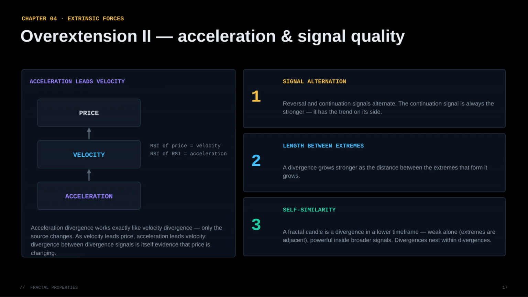3 details govern the quality of any divergence. 1. Signal alternation: reversal and continuation signals alternate, and the continuation side always wins on strength. 2. Length between extremes: the wider apart the extremes, the stronger the signal. 3. Self-similarity: a fractal candle is literally a divergence in a lower time frame, weak on its own because its extremes are adjacent, but powerful when nested inside broader divergent signals.